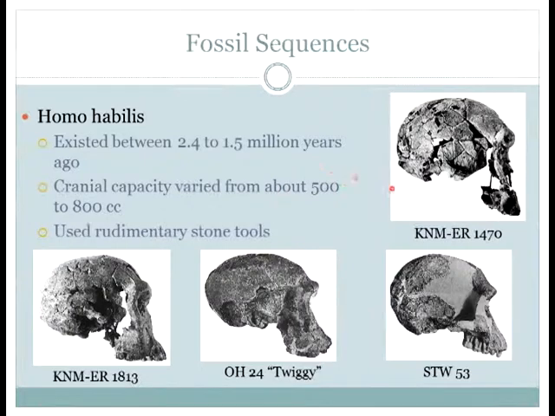So we've got a slightly bigger brain case. We've still got a species that walks upright. We know Homo habilis walked upright, and it comes a little bit later in the fossil record than Australopithecus afarensis.